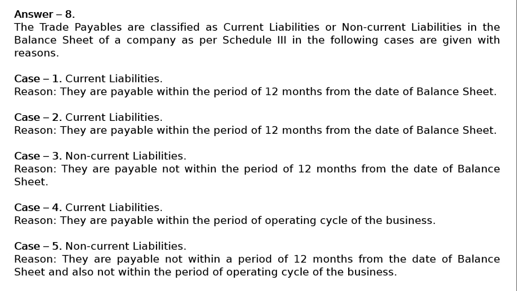Then case 5. Non-current liabilities, because the operating cycle is 15 months and the expected payment period is 16 months. It is non-current liabilities. Reason: they are not payable within a period of 12 months from the date of the balance sheet and also not within the period of the operating cycle of the business. Hence it is a non-current liability.